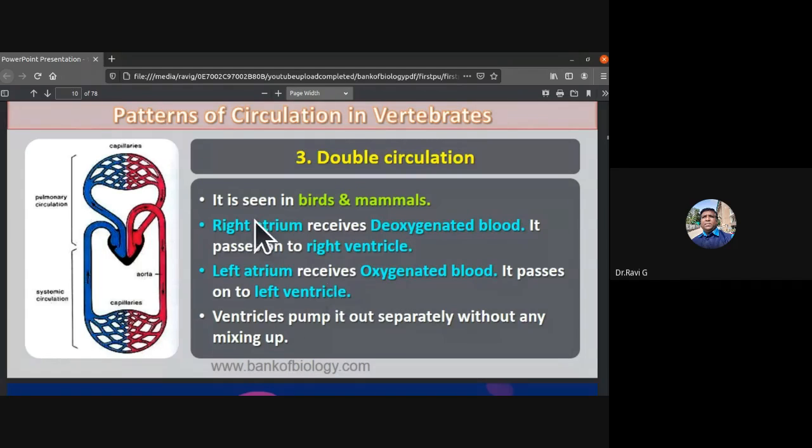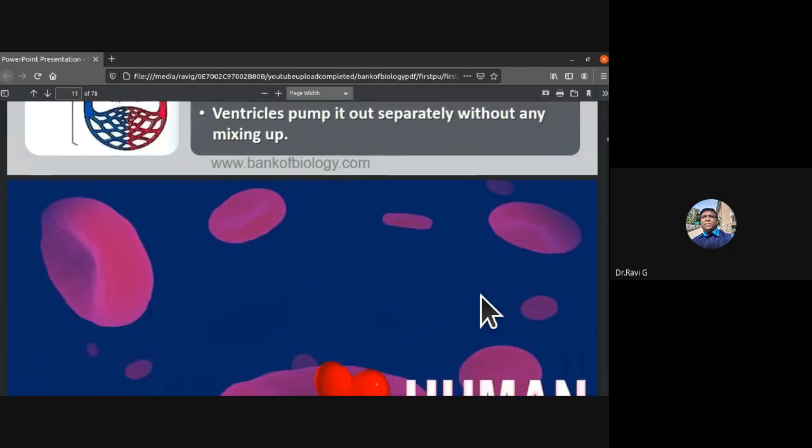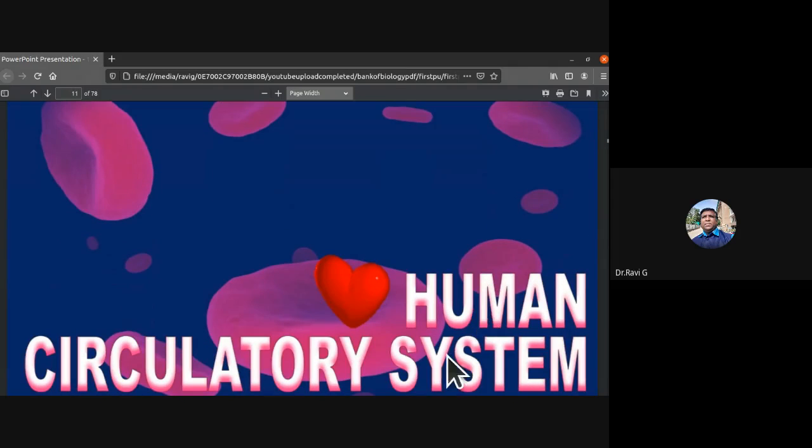This type of circulation, we notice it in case of birds and mammals, including man. Man also has this type of double circulation, wherein you can notice pulmonary circulation and systemic circulation. So remember about this aspect of it. Then the next that we are going to discuss is the human circulatory system.